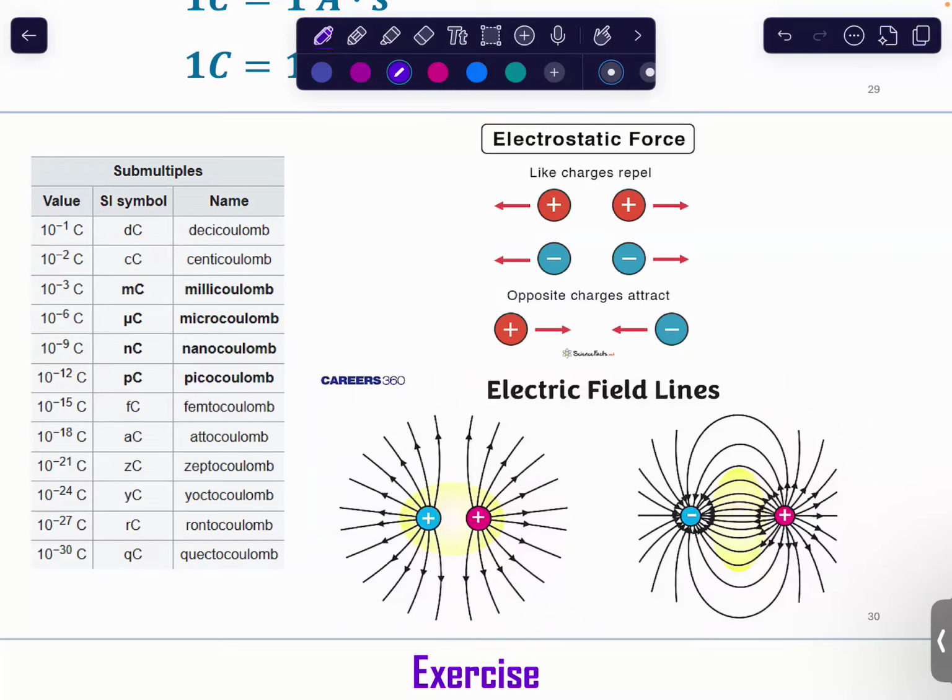Also, again, which way do the fields go? Out of what into what? Out of positive and into negative.